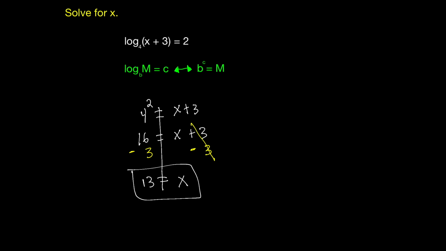Now the last step that I have to do is just verify that when I put the 13 in my argument, I get something that is positive. So 13 plus 3 gives me 16, and my argument is positive, so this checks out. So my solution is x equal to 13.